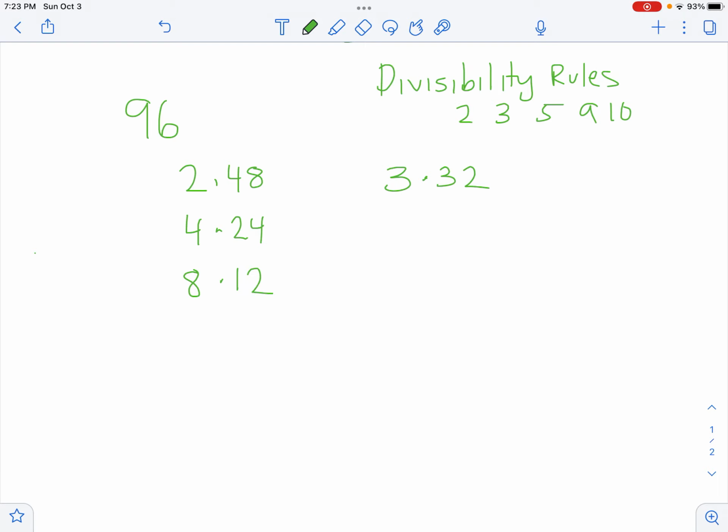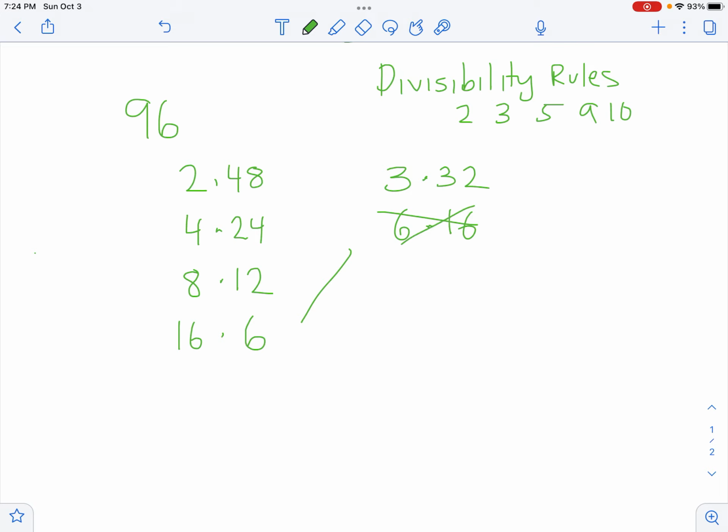Actually, you can do it again because 12 is still even. So 8 times 2 is 16, and 12 divided by 2 is 6. So we can also do 16 times 6. Now, interestingly enough, we could have gotten that from this over here, 3 times 32, because if we multiply 3 by 2 and divide 32 by 2, we get 6 times 16. So that's the same thing. So we're going to cross that off because we already have it.